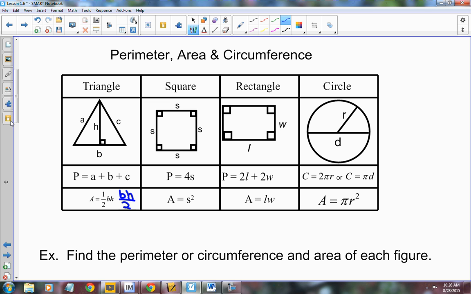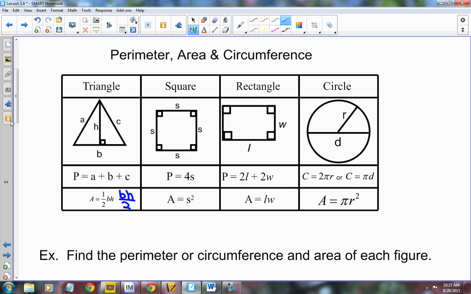A square has 4 equal sides, so the perimeter is 4 times the length of the side. The area is the side squared, or length times width, base times height, but they're the same, so that's why it's squared. In a rectangle, you have 2 lengths and 2 widths, so the perimeter is 2 times the length plus 2 times the width, and the area is length times width. In your circle, your circumference is 2 pi r, or pi times the diameter, and your area is pi r squared.